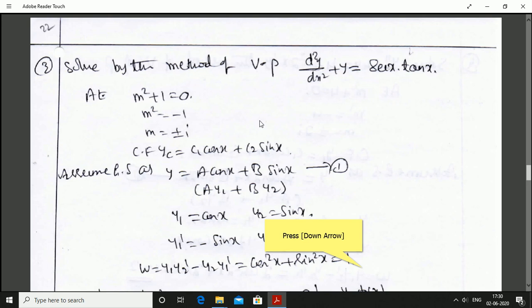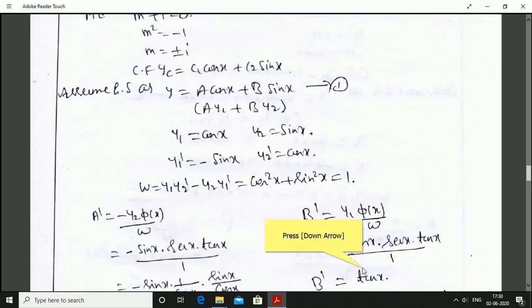Assume general solution in the form y is equal to a into cos x plus b into sin x. This general solution is assumed just by replacing the arbitrary constants c1 and c2 by functions of x, a and b. Assumed solution is of the form a y1 plus b y2 with y1 is equal to cos x, y2 is equal to sin x, y1 dash is equal to minus sin x, y2 dash is equal to cos x. The Wronskian w is equal to y1 into y2 dash minus y2 into y1 dash, cos square x plus sin square x is equal to 1.